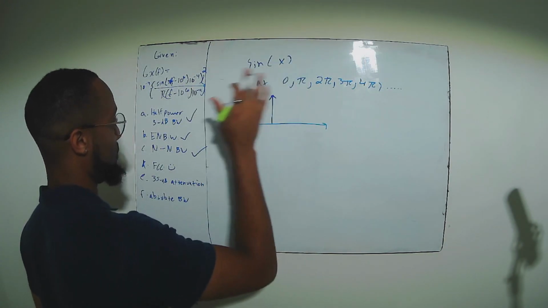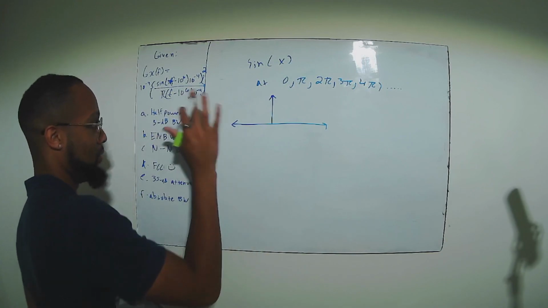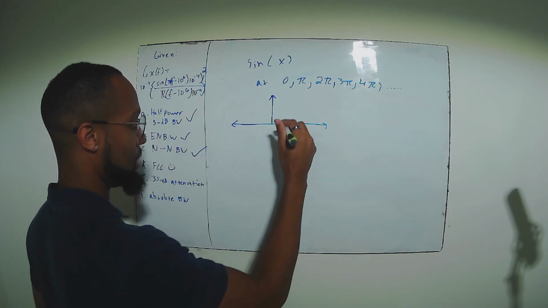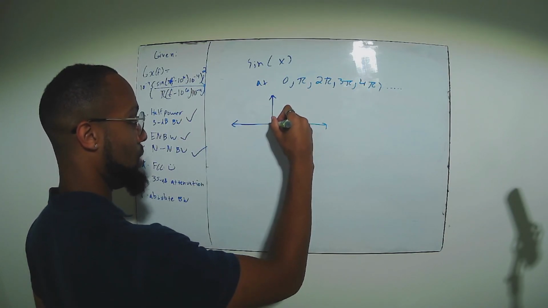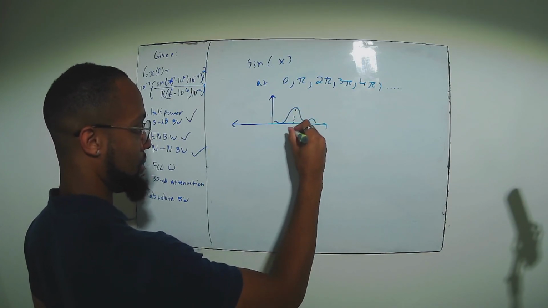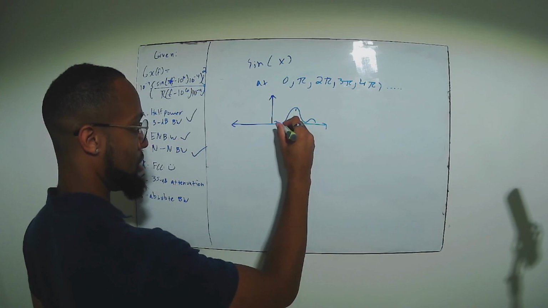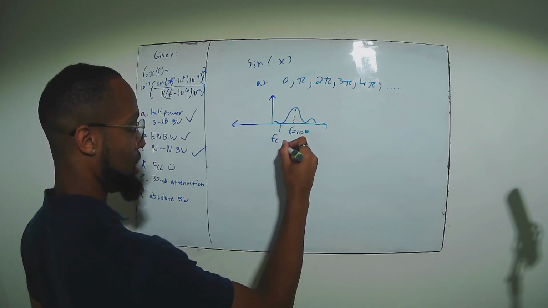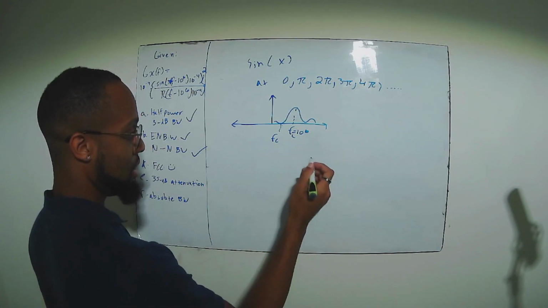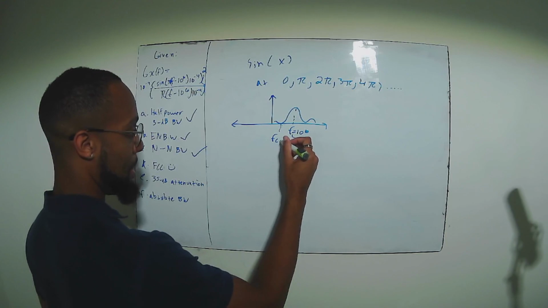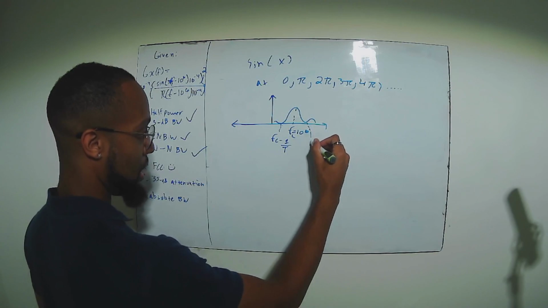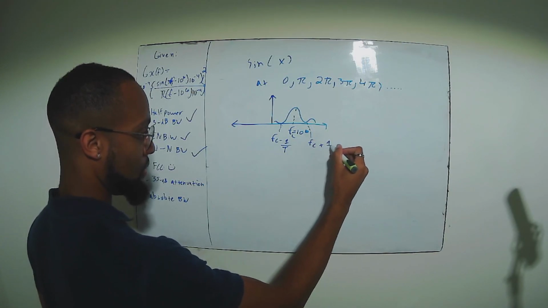The nulls can be found when you have a function that's very well defined, like what we have here, which is not always realistic, sometimes it is, sometimes it's not, but here it's well defined. So at this lobe here, let's just say this is f equals 10 to the 6. This is going to be our first lobe, so this is going to be FC, which stands for center frequency. This is going to be FC minus 1 over T, I believe, and this is going to be FC plus 1 over T.